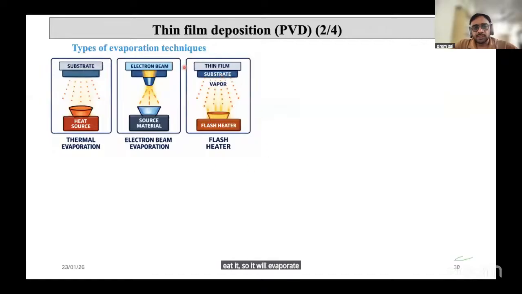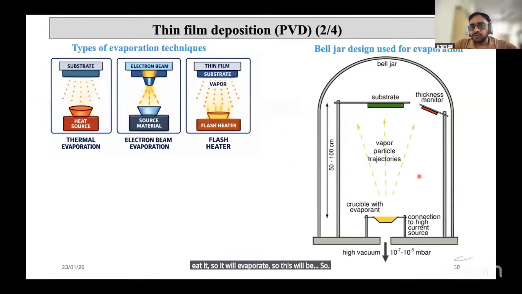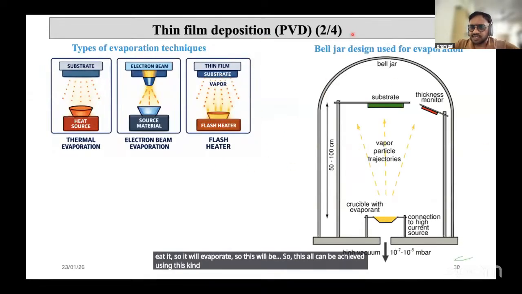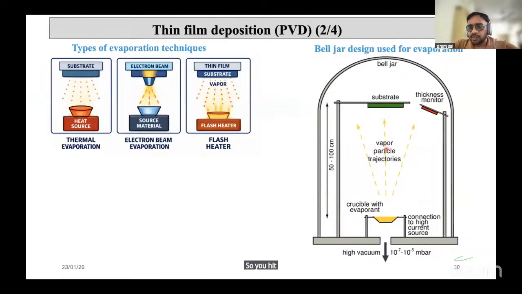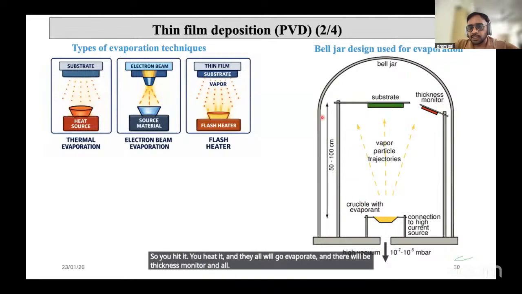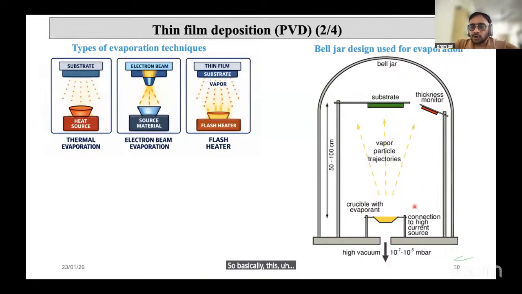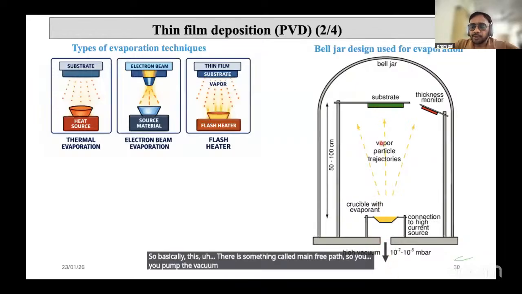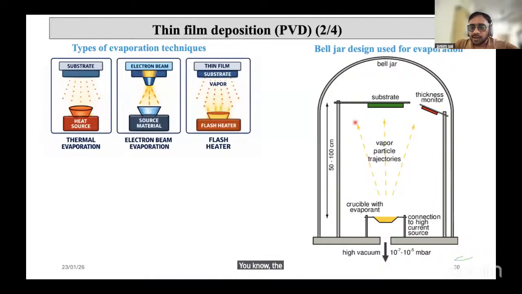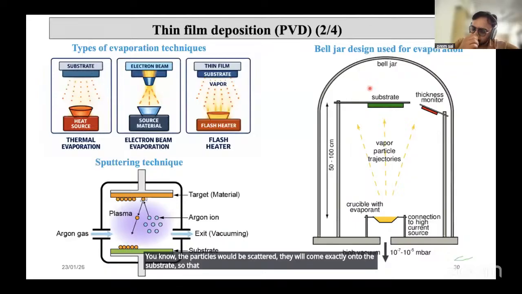This can mostly be achieved using bell jar designs, as they call them. So you have your substrate here, and you have your, let's say, gold. You heat it, and it will all evaporate, and there will be a thickness monitor and so on. There is something called mean free path. So you pump the vacuum in such a way that the particles won't be scattered; they will come exactly onto the substrate. That is thin film deposition.